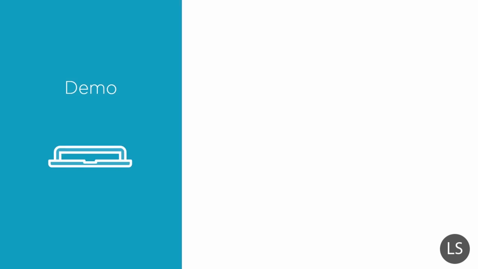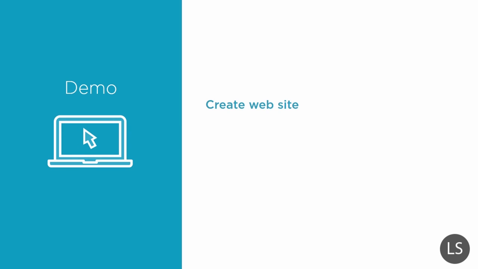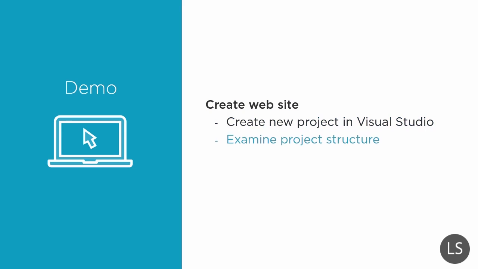Let's now understand how web forms work by exploring a few demos. In this demo, we're going to create a website. We'll do this by creating a new project in Visual Studio. We'll then examine the structure of the project in the Solution Explorer and then view a page.